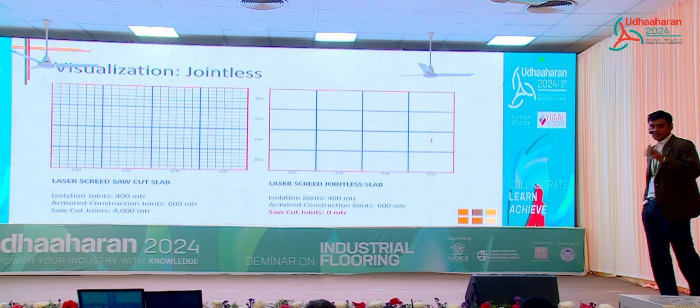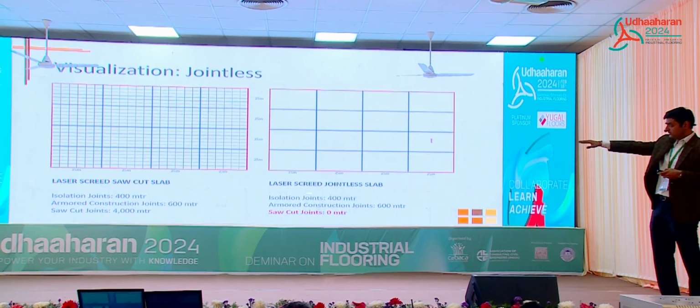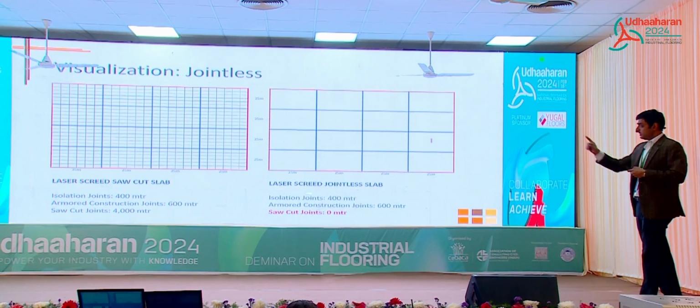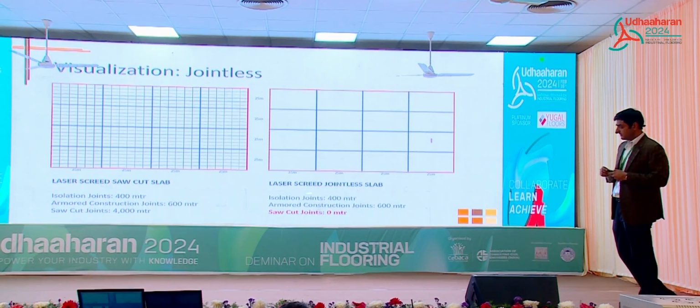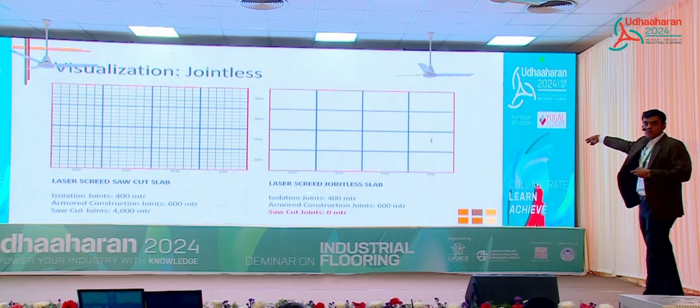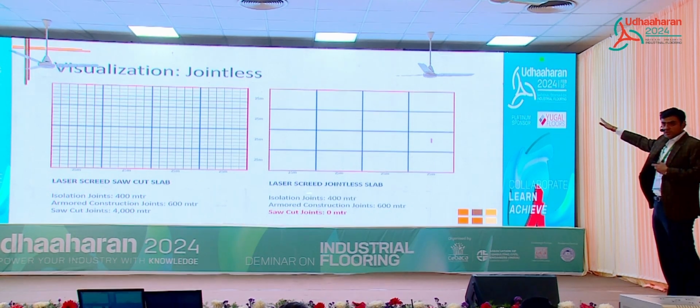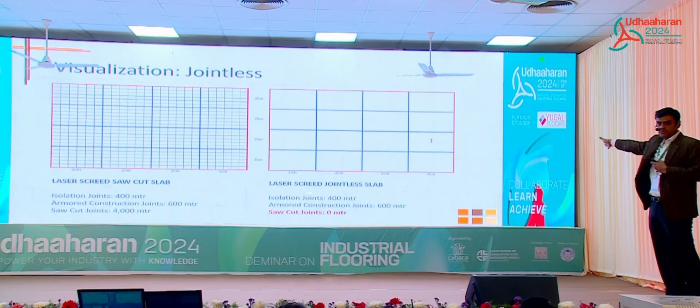Okay, so just visualizing the impact of a jointless floor. Use the picture that I used before. On the left side, you have 400 meters of isolation joints, that is the red line. About 600 meters of armored construction joints, that is the blue line. And 4,000 running meters of sockets. Now, if you go for a jointless floor, your 4,000 running meters of sockets suddenly become 0. You can see the significant difference in the number of joints by just shifting to jointless.